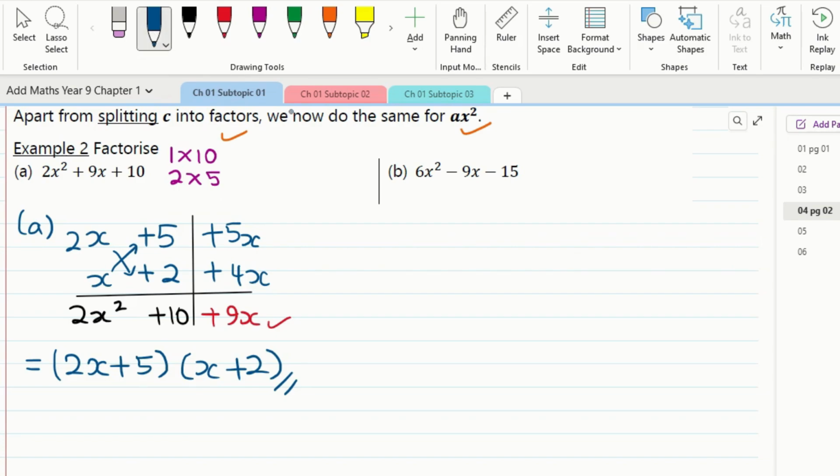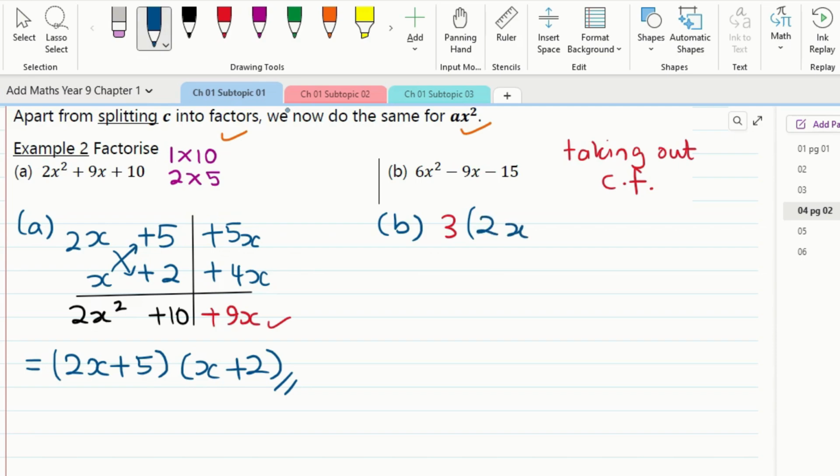Now, as for part B, what you notice about the coefficients of x squared, x, and the constant are 6, -9 and -15. So here, you have to do extra work of taking out the common factor. In a way, you are actually combining two different factorizations. If you notice, 6, 9, and 15 are all multiples of 3. So you can take out 3 first and do this simple factorization first.